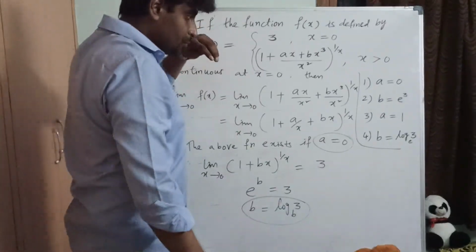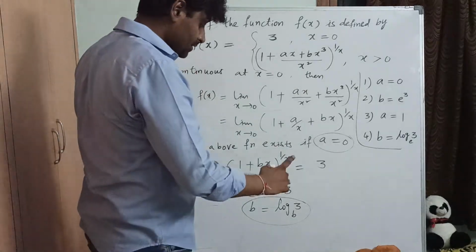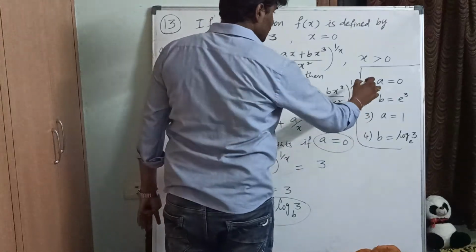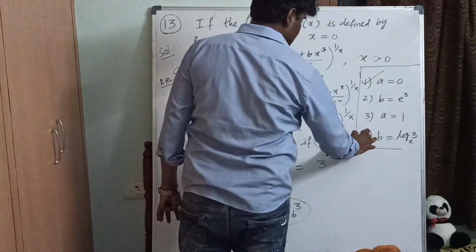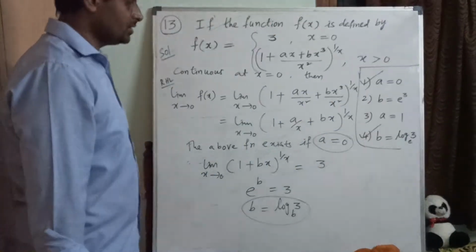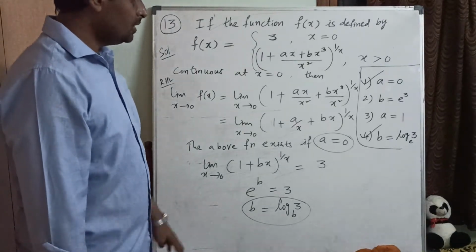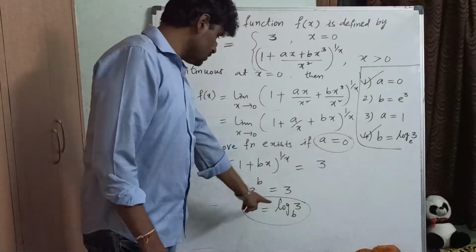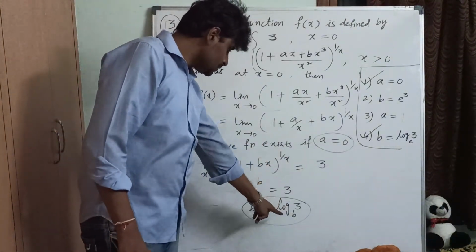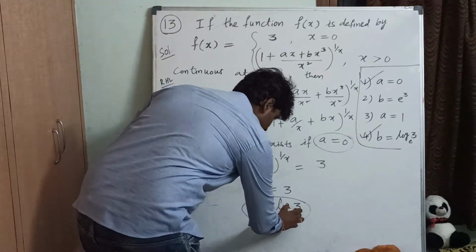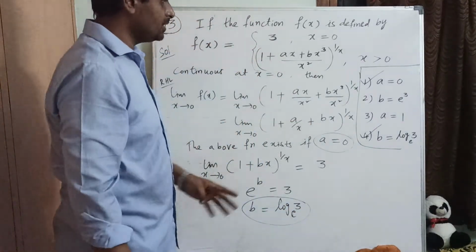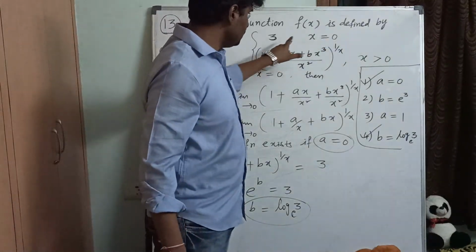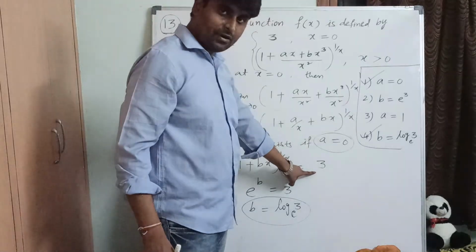So here options 1 and 4, okay, so more than one answer is correct, this is a multiple choice question. A equals 0, b equals log 3 base e there. Clear? So whenever you are given x equals 0, 3 means the functional value is 3, f of 0 is 3.